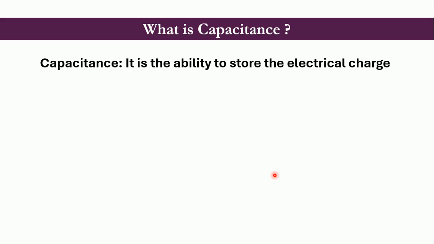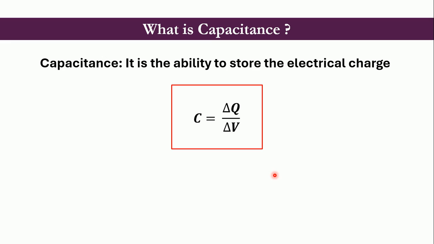Capacitance is the ability to store electrical charge. Depending upon the ability to store electrical charge, we can say the capacitance value of this capacitor is higher or lower. It is defined as C equal to the ratio of delta Q and delta V, where delta Q is the change in stored electrical charge when we change the electrical voltage by delta V. So here delta V equals V2 minus V1, whereas delta Q is Q2 minus Q1.